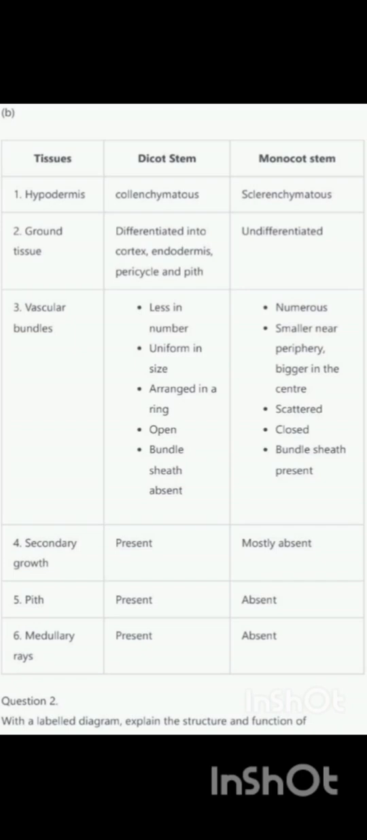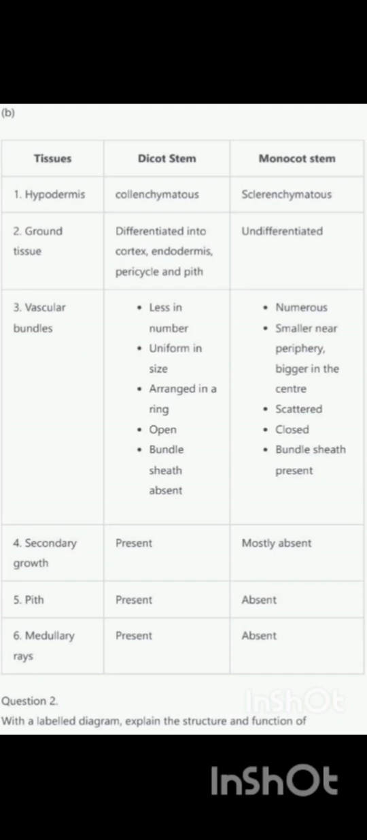Sclerenchymatous. 2. Ground tissue. Differentiated into cortex, endodermis, pericycle, and pith. Undifferentiated. 3. Vascular bundles. Less in number. Numerous. Smaller near the periphery. Uniform in size. Bigger in the center. Arranged in a ring. Scattered. Open. Closed. Bundle sheath absent.